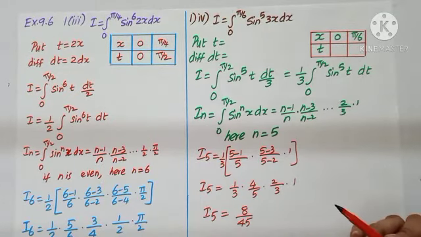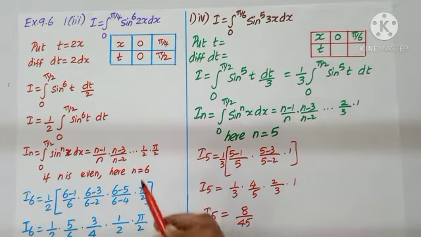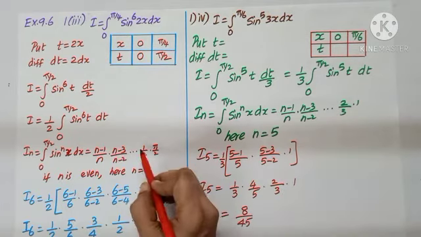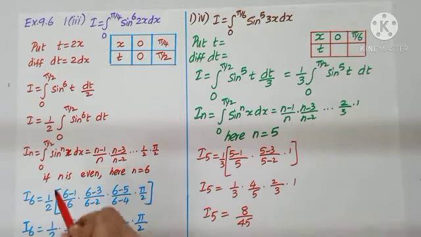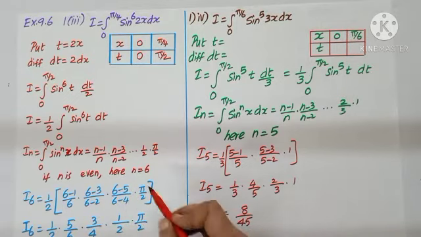I can very well apply the integral 0 to pi by 2 sin power n x dx formula. Here 6 is even. I will stop with 1 by 2 into pi by 2. So let us start. 6 is the number: 6 minus 1, 6 minus 3, 6 minus 5. Stop with that. Denominator: 6, 6 minus 2, 6 minus 4. Once I get 1 by 2, remember to write pi by 2 whenever n is even.